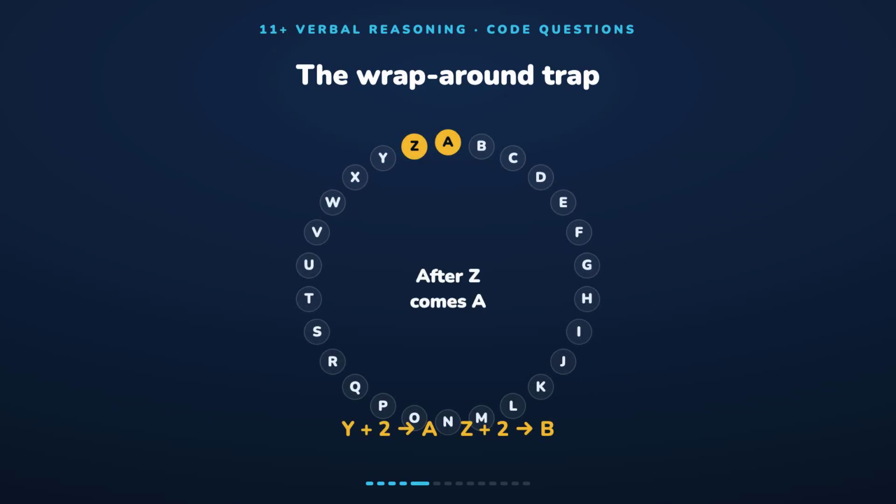Here's the trap to watch out for. What happens at the end of the alphabet? If you've got to move Z forward by 1, you don't stop, you wrap around to the beginning, back to A. Picture the alphabet as a circle. After Z comes A again. So Y plus 2 lands on A and Z plus 2 lands on B. Mark the ends of your alphabet line so you never forget.